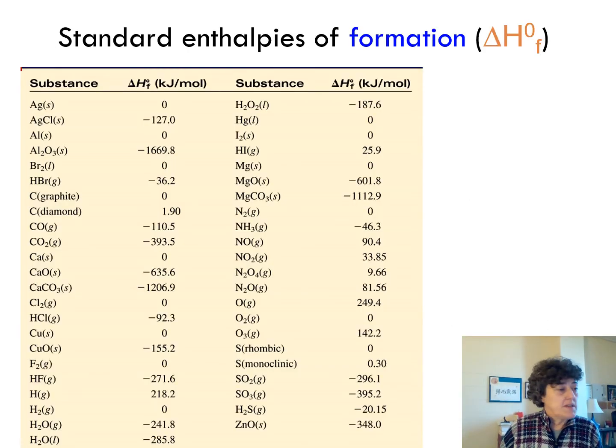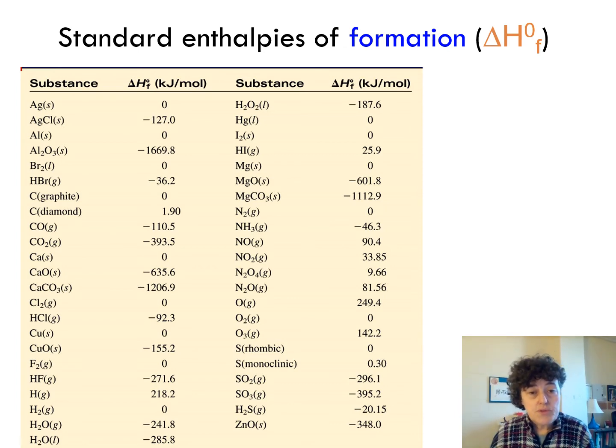So this is a table with some values, and I just want you to notice some patterns. First of all, there is a net prevalence of negative values. That means that the formation reaction for a lot of compounds, for the majority of the compounds, tends to be exothermic. Then you see that there are a bunch of zeros.